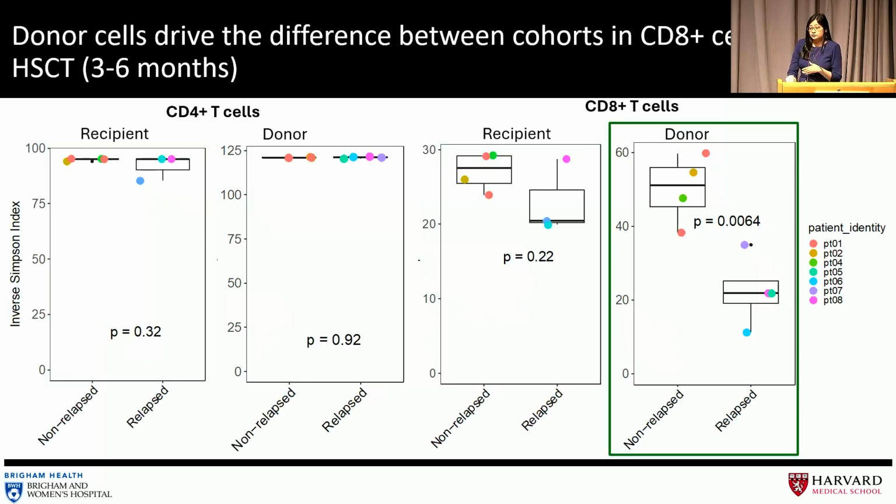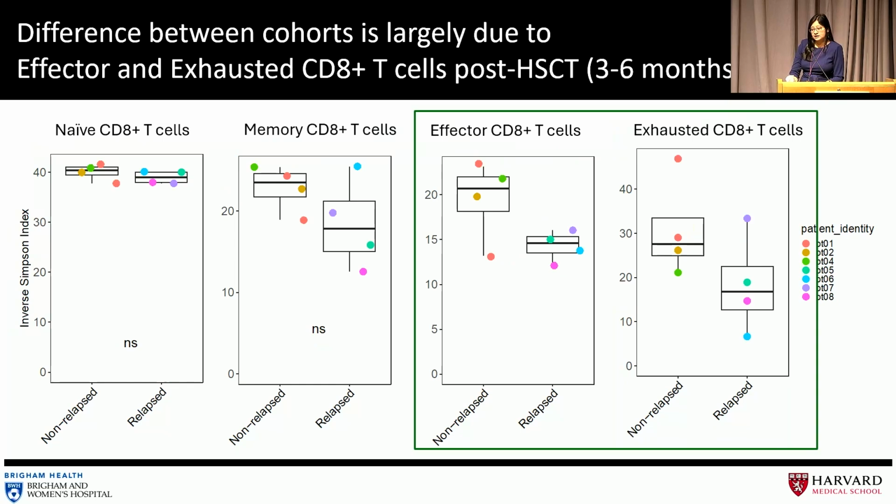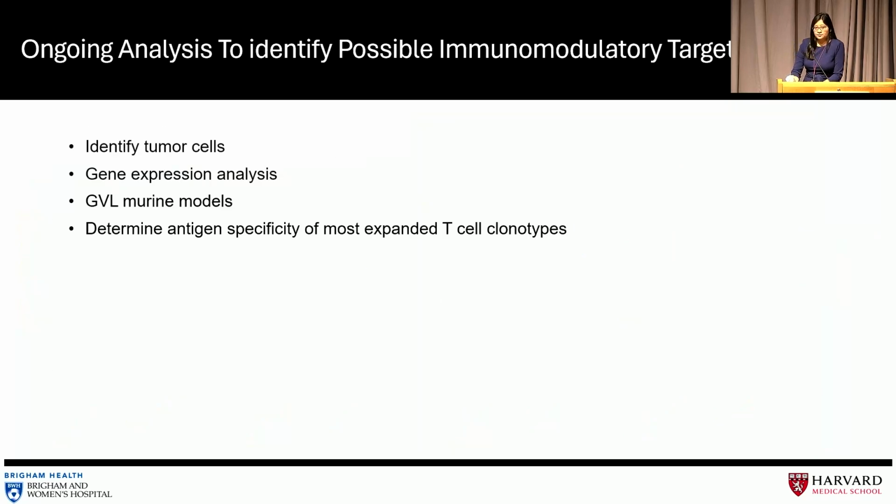We were able to look at whether these cells were donor or recipient derived, and they are donor derived T cells, and they are primarily CD8 positive T cells. And the subtype of CD8 T cells which dominated the repertoire were effector and exhausted T cells. So this is our preliminary finding, more questions than answers at this point.